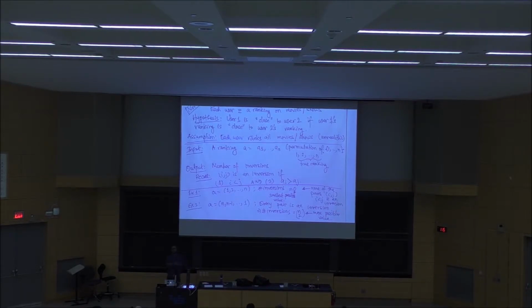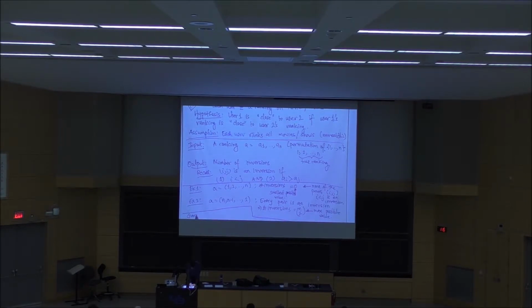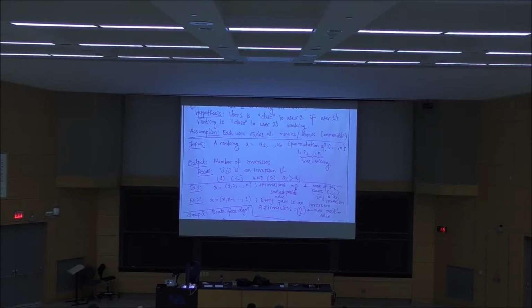So if I give you an arbitrary permutation of 1 to n, A1 through An, you know the count cannot be smaller than 0, and it cannot be larger than n choose 2. So the question is, where does it fall in this range? That's the answer you have to give me. So what I'd like you to do is talk to your friends and try to think of a brute force algorithm. The hint is, in this case, brute force is actually O of n squared. So try to think of an O of n squared time algorithm to solve this problem.